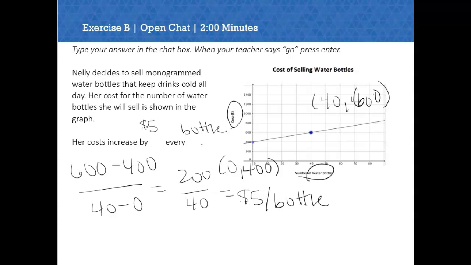Cost, bottle. Rise, cost; run, bottle. So we have rise over run. You need to have those in there. Rise over run, when we have this money per bottle or meters per second or cost per pound. That is a rate, and the rate is slope.